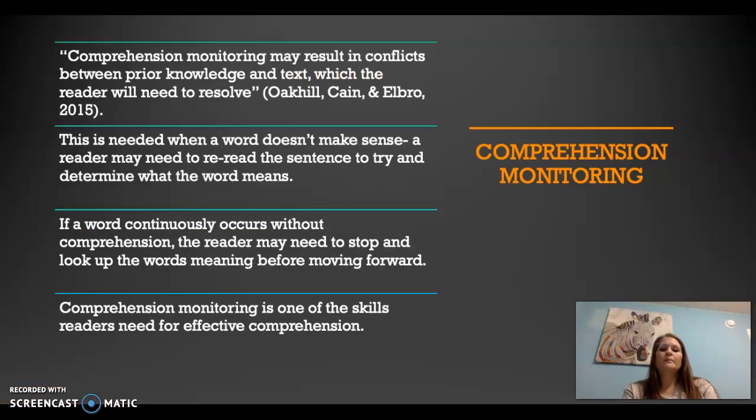Comprehension monitoring. It may result in conflicts between prior knowledge and text, which the reader will need to resolve. What that means is basically, as they read a sentence and come across a word they don't understand, they'll read the words around that word and what the sentence is trying to say to try to understand the meaning of that word. If a word continuously comes up without any comprehension, even after looking around the word and reading the sentence again, they might need to stop and look it up before moving forward. Comprehension monitoring is one of the skills readers need for effective comprehension.